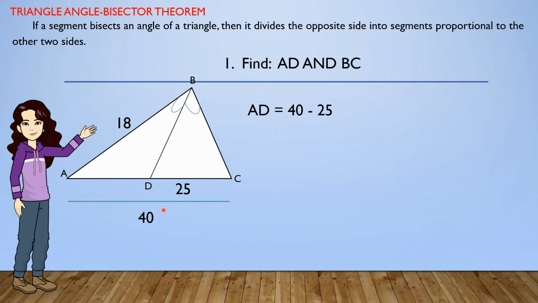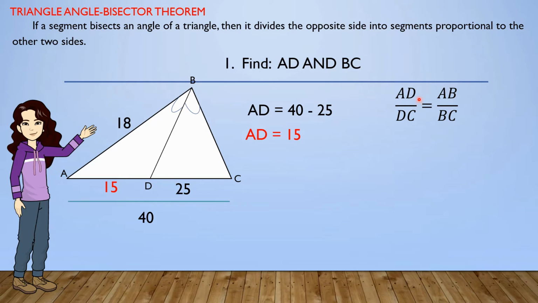First, because segment AC is 40 and segment DC is 25, we can get segment AD. So we need to subtract. 40 minus 25 is 15. So this is now 15, and 15 plus 25 is equal to 40. So we have segment AD. And then we're going to find the segment BC.